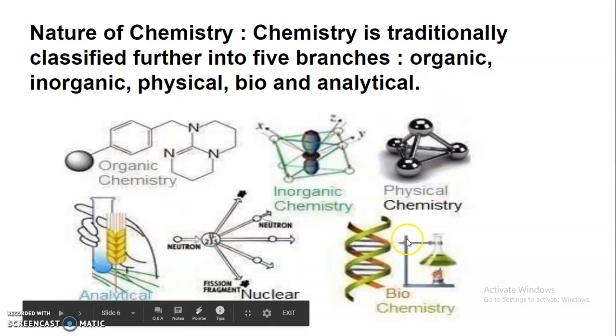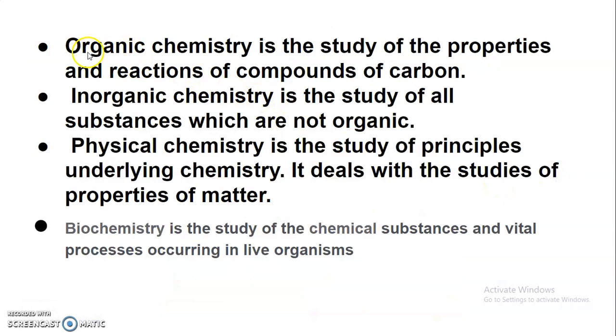These are the pictures which show the branches of chemistry. Okay, students, now what is organic chemistry? Organic chemistry is the study of properties and reactions of compounds of carbon. In organic chemistry we study only about carbon. What is carbon? How is it identified? All that we study in organic chemistry. Then what is inorganic chemistry? It is the study of all substances which are not organic. It is the study without carbon. Means we are not studying organic chemistry in inorganic chemistry.